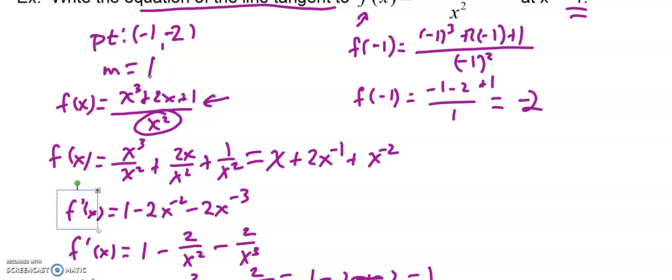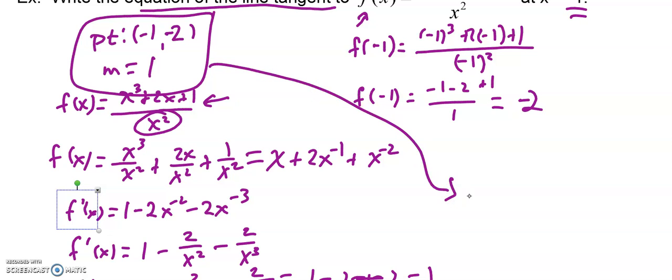So my equation of my tangent line, putting all this information right here into use, would be y plus 2 equals 1 parentheses x plus 1. Now, if you recall, if it's a 1, we don't need to put it there. So you can just put that as your answer as well. In fact, that's the preferred answer.